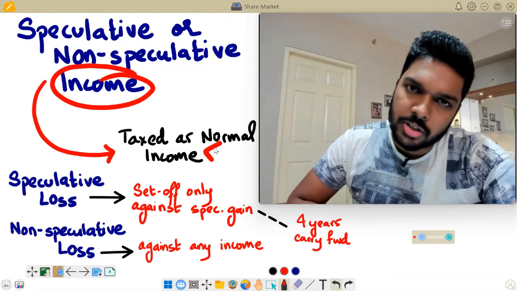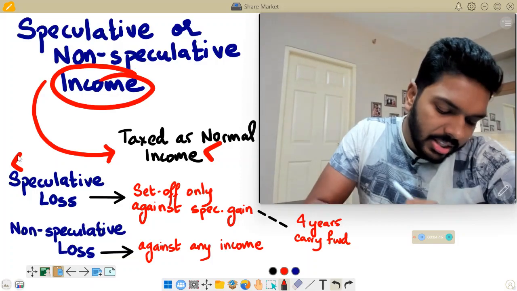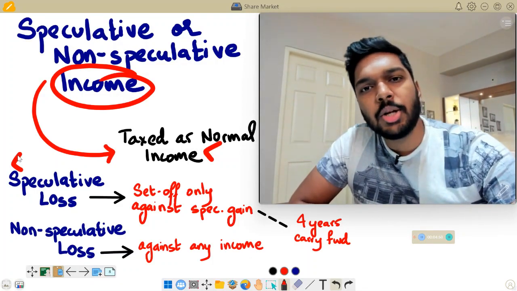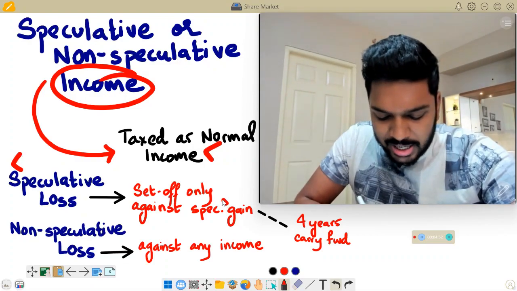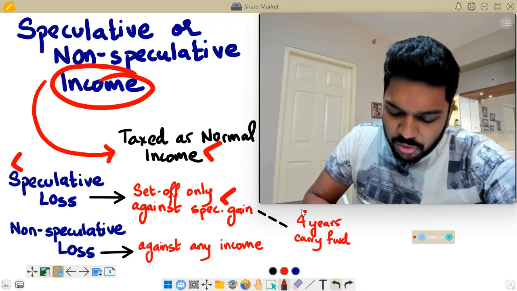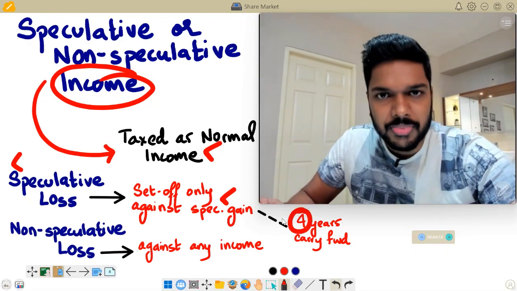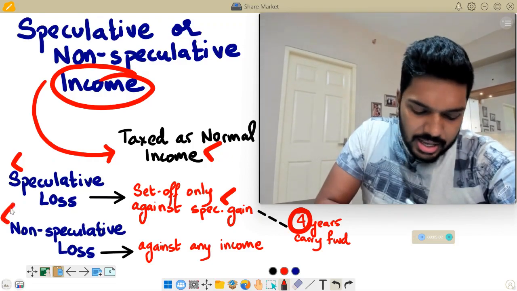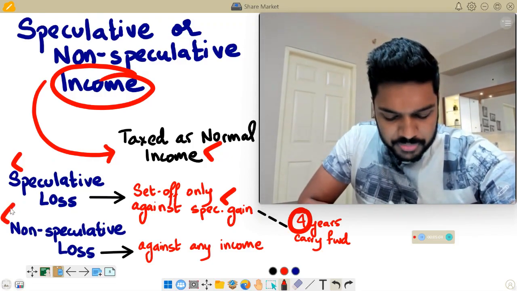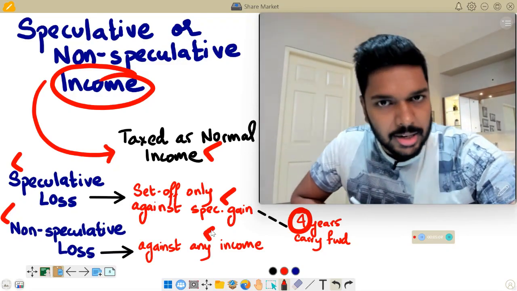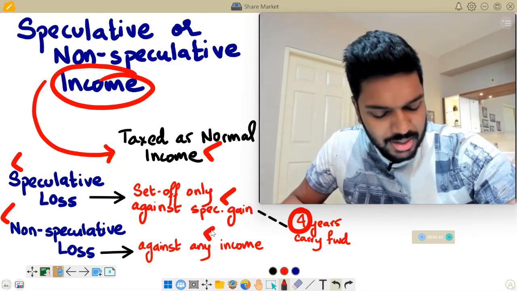But what if you make a loss? If you make a speculative loss, then this loss, when you compute total income, can only and only be set off or knocked off against a speculative gain. If it cannot be knocked off, you can carry forward for 4 financial years into the future. And if you're making a loss that is non-speculative in nature, then it has a benefit of setting off or knocking it off against any income other than salary income, which becomes more beneficial to you.